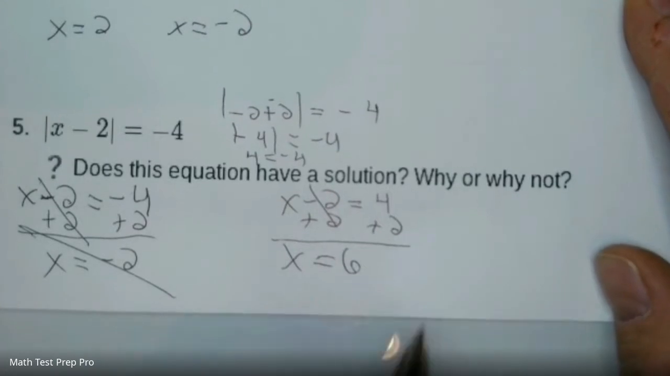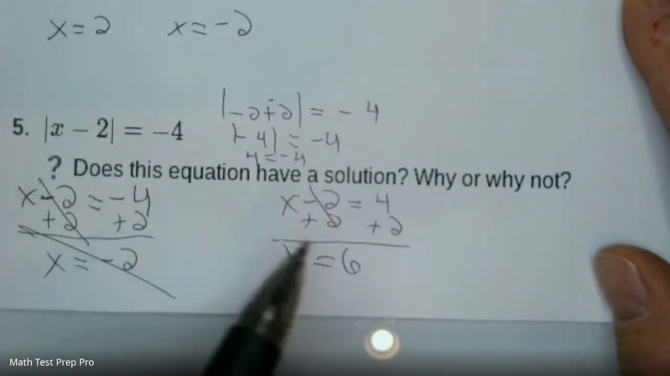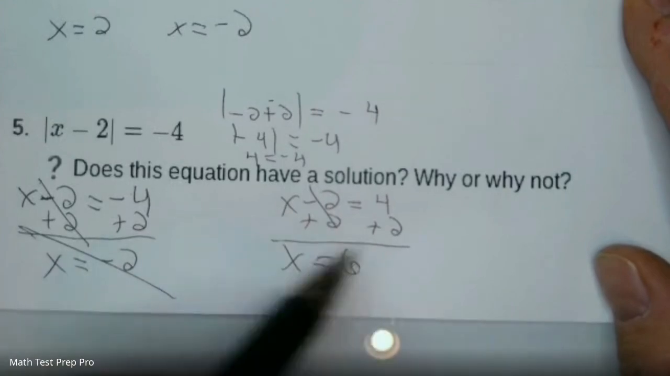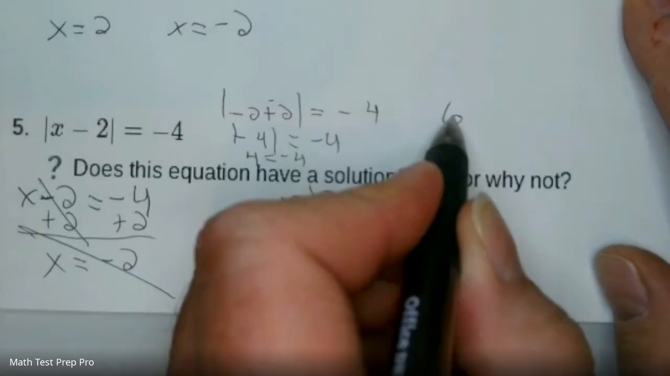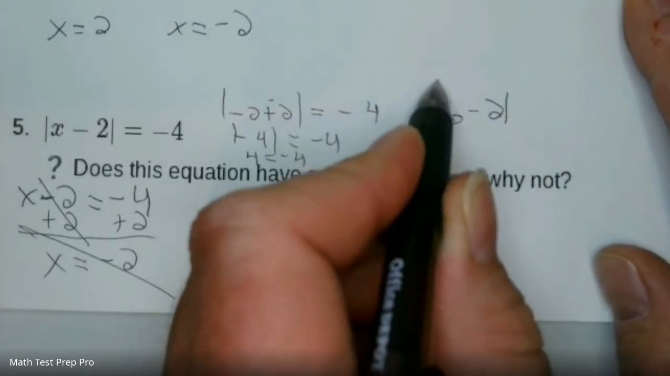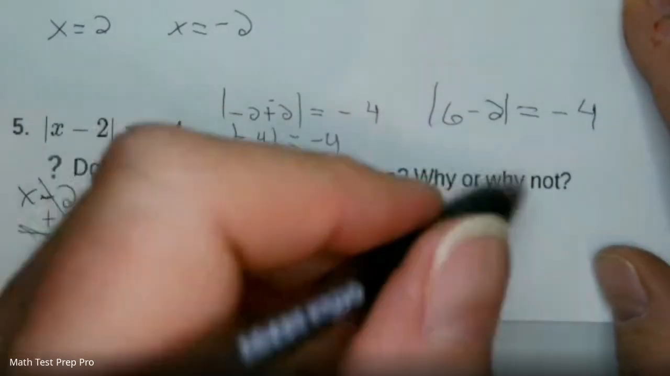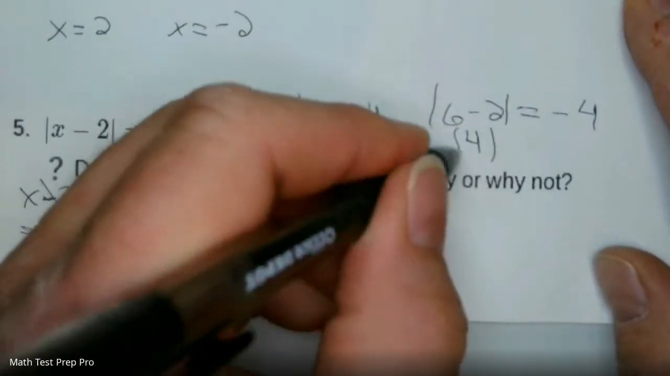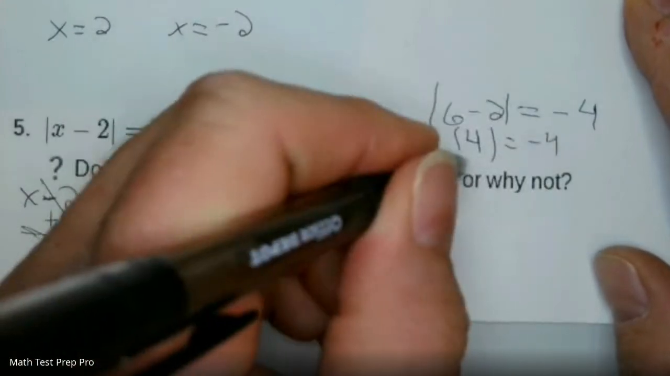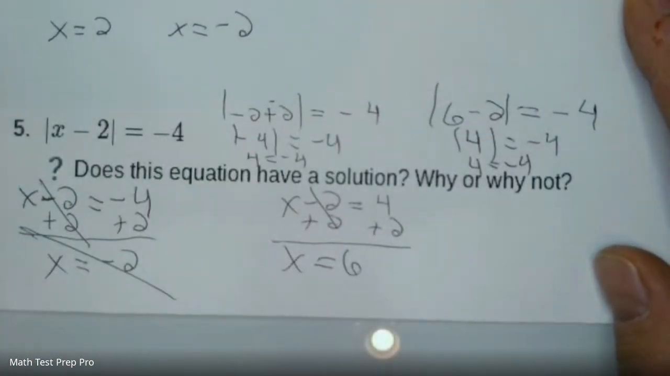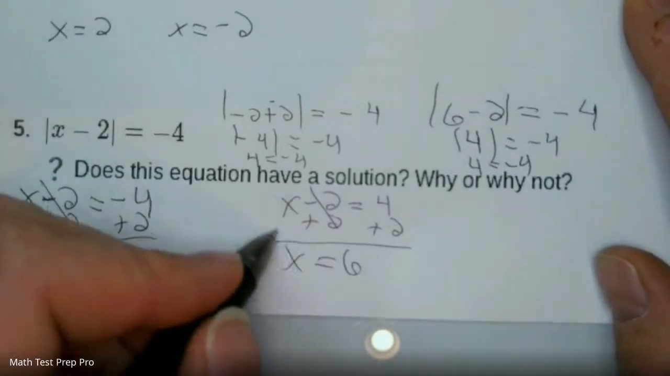So let's plug in 6. I plug in 6, so it's going to be 6 minus 2, absolute value, equals -4, right? 6 minus 2 is 4. So absolute value of 4 is 4. It does not equal -4, right? So that does not make sense. So none of these answers are correct.